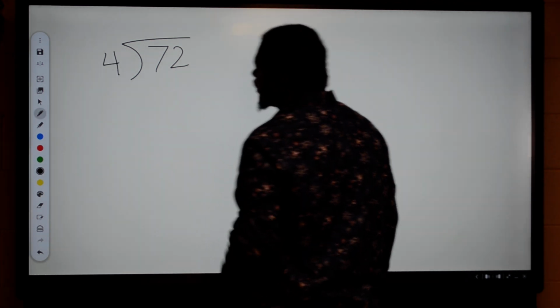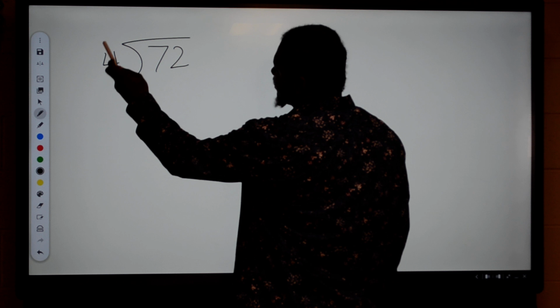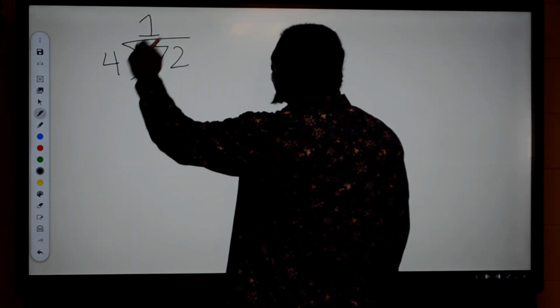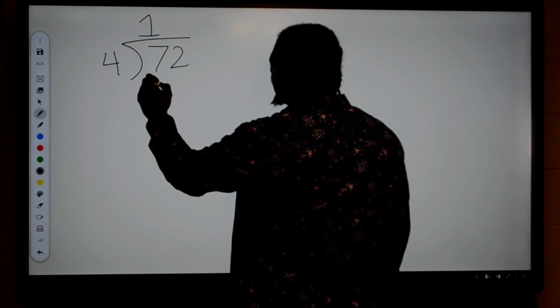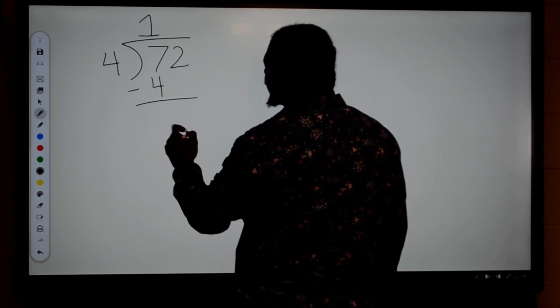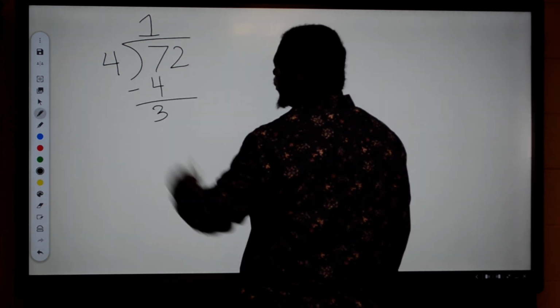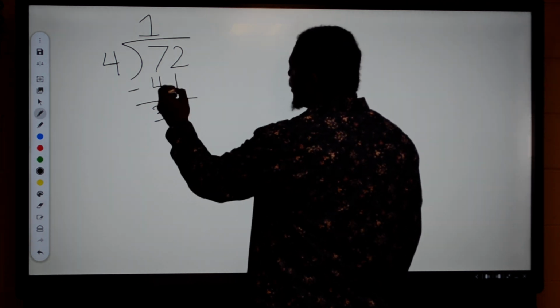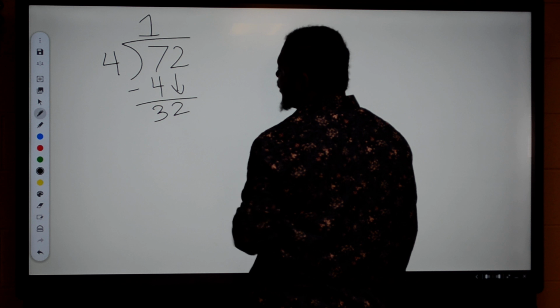So our first question is to ask ourselves, how many times does 4 go into 7? Well, 1 time. 4 times 1 is 4. And 7 minus 4 leaves us with 3. We know that 4 can't go into 3 because it's too small. So our next step is to bring down the 2. So this should be very easy.